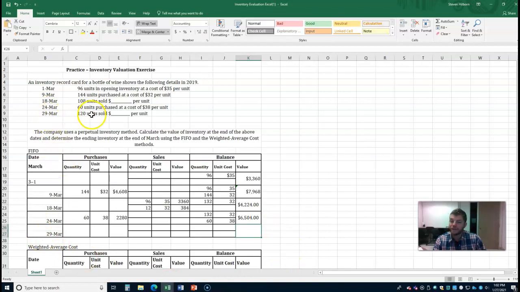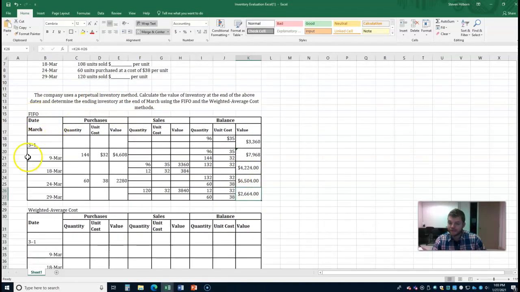And then finally on March 29th, we sell 120. So luckily we have 132 that we bought at $32, so we don't need to split those up at all. We're just going to sell 120 of them at $32. And what we have left is the 132 minus 120. So 12 of those at $32, and we still have those 60 at 38. So beginning inventory minus any sales, ending inventory. So that is FIFO in a nutshell.